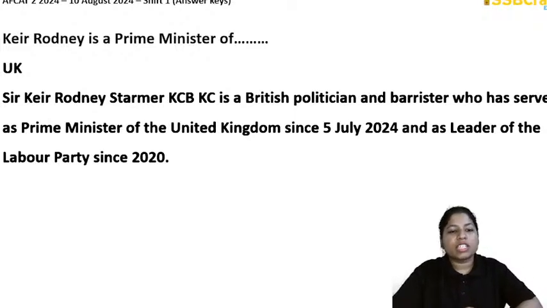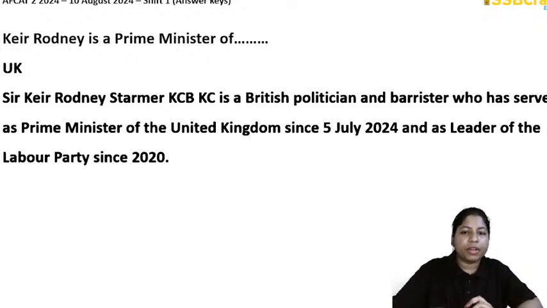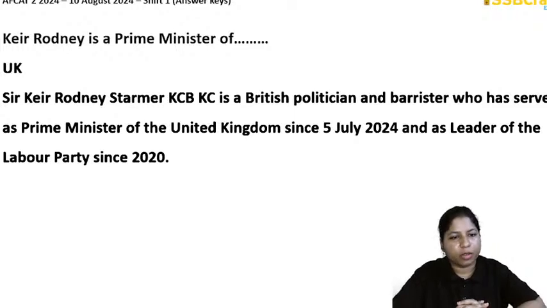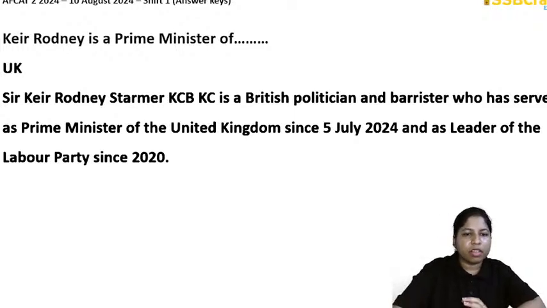Okay. Next question is, Keir Rodney is a Prime Minister of UK. Yes, so this was the question, right? That Keir Rodney किसके Prime Minister हैं, कहाँ के Prime Minister हैं? So of UK. Okay. So Sir Keir Rodney Starmer, KCB, KC. He is a British politician and barrister who has served as Prime Minister of the United Kingdom since 5 July 2024 and as leader of the Labour Party कब से 2020 से. Okay, right. So these are the simple questions with the additional information that is provided.